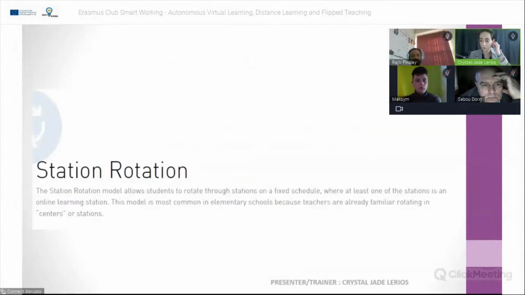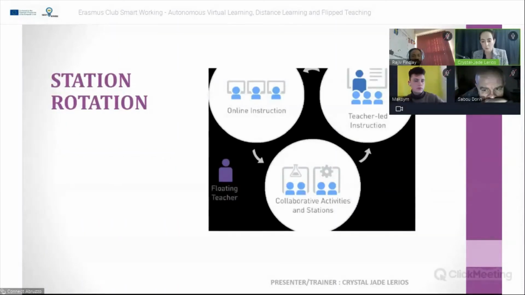All right, so let's start with station rotation. The station rotation model allows students to rotate through stations on a fixed schedule, which you have created because you have diagnosed the needs and set that schedule in the context of your curriculum, where at least one of the stations is an online learning station that is attached to a learning management system. This model is most common, like we said, in elementary schools because teachers are already familiar with rotating centers or stations.